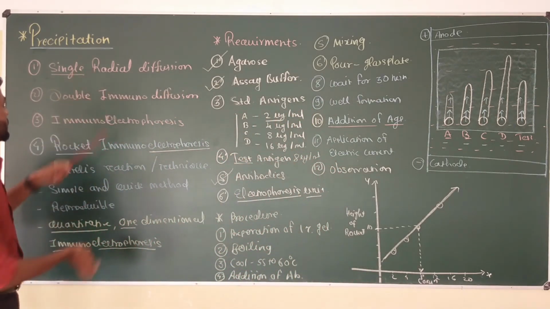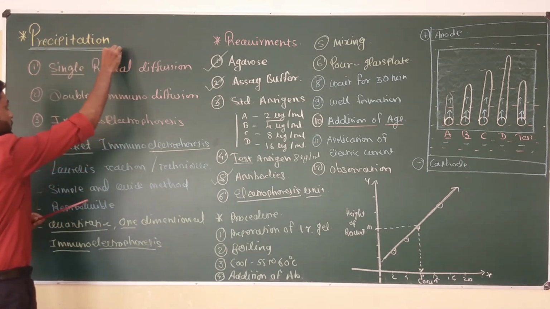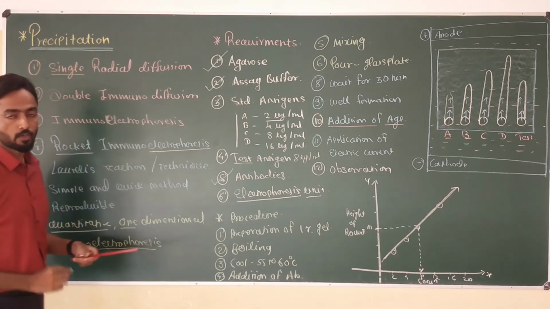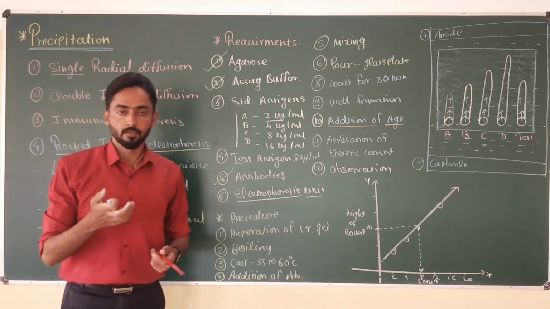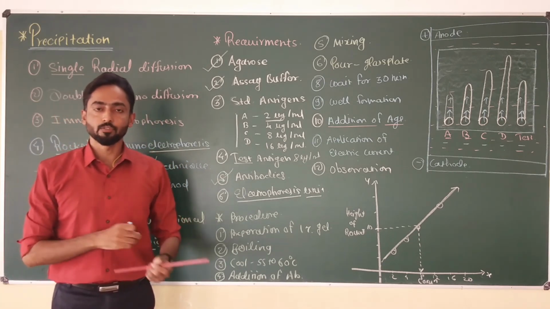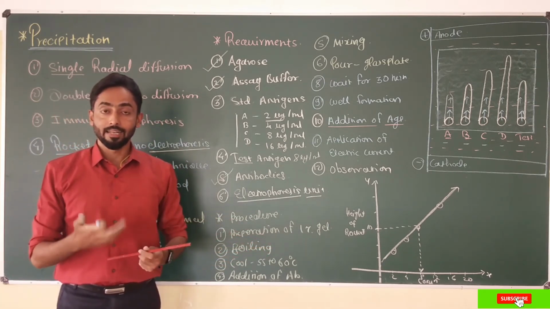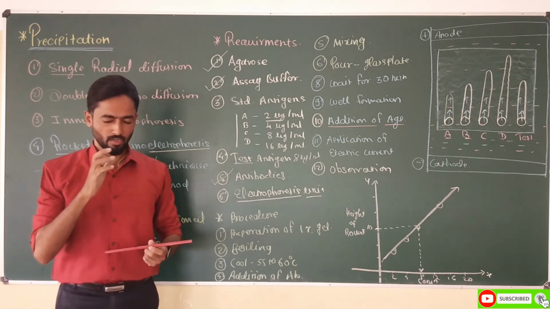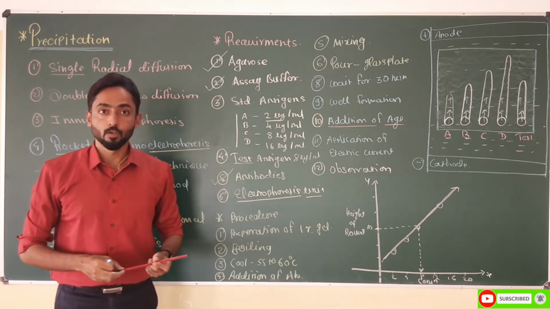So this is all about the precipitation reactions. We have discussed 4 different techniques or precipitation reaction experiments. Now in my next video I am going to focus on the next type of immunoreaction, that is agglutination.